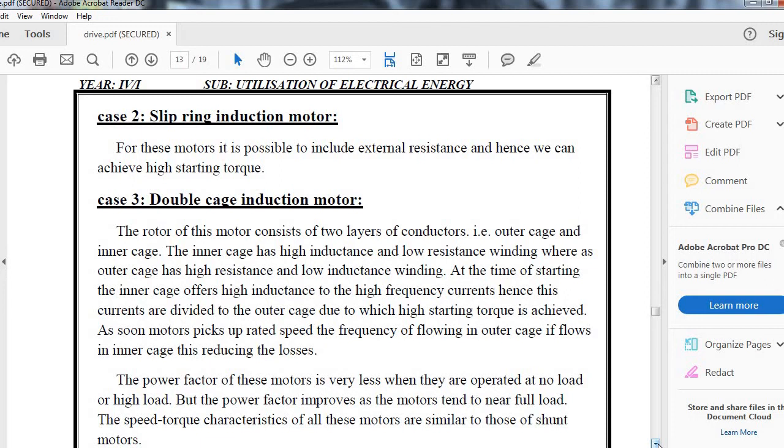As soon as the motor picks up rated speed, the frequency of the flowing current falls, and the current shifts from the outer cage to the inner cage, which reduces the losses.